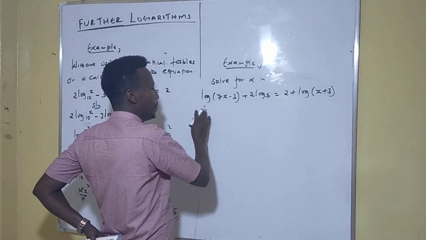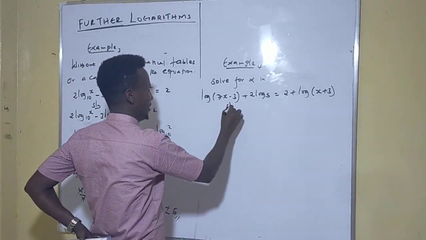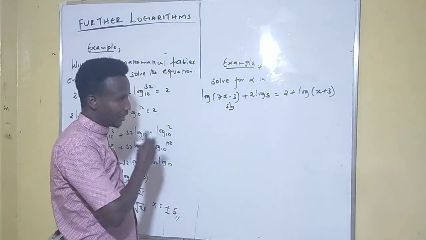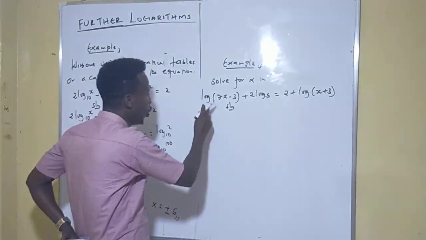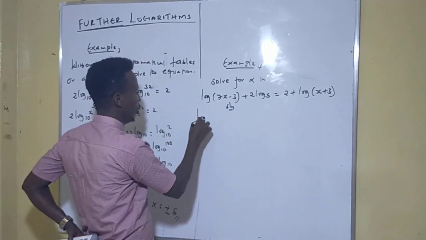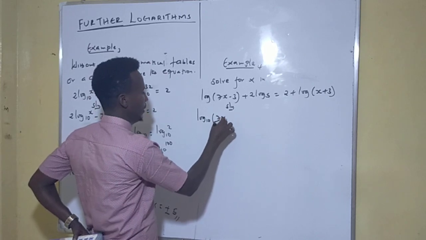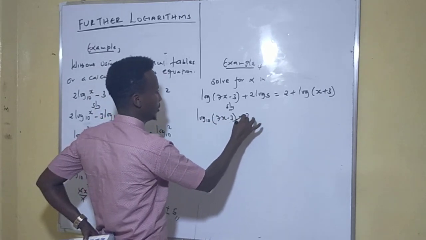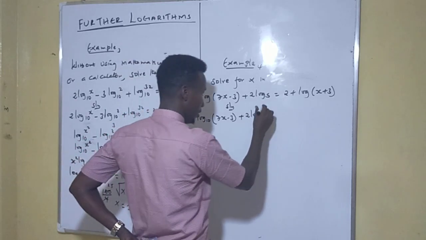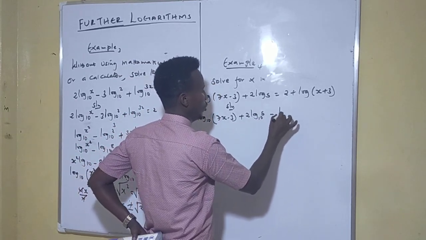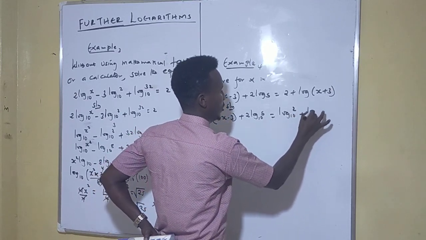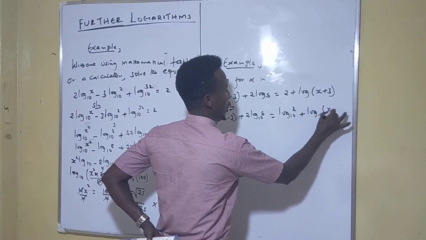So what are we going to remember here? This hidden knowledge for your information, guys. Unless you understand that, you cannot solve such a question. So all these are log base 10 but hidden, so we have to write. We are going to say like this: log base 10 into 7x minus 3 plus 2 log base 10 power 5 is equal to log base 10 power 2, which is this one, plus log base 10 power x plus 3.